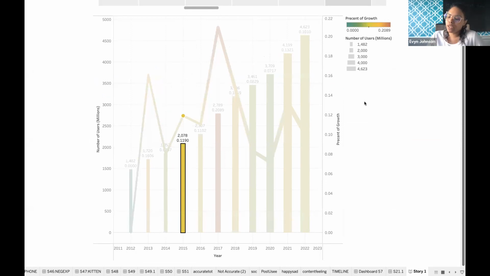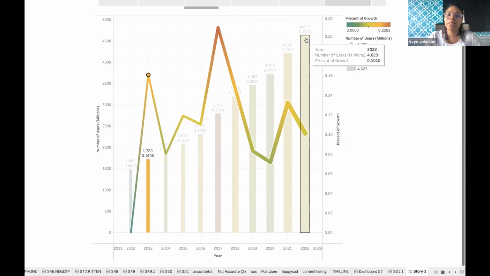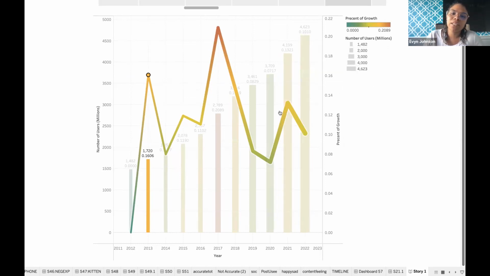This chart is just showing you the percentage of change over time. As you can see, there's been a huge jump from 2012 to 2013 in the number of social media users. So this is us here. There are 4.623 billion social media users today. That's a huge number, a huge amount of the population. And you can see that the growth over time has kind of decreased. That's just because so many people are currently using it that obviously the number of people joining is going to be less.